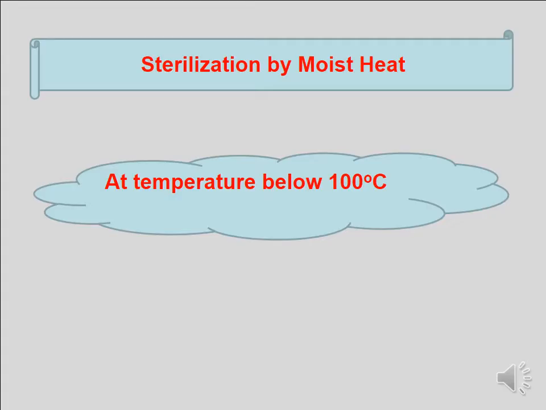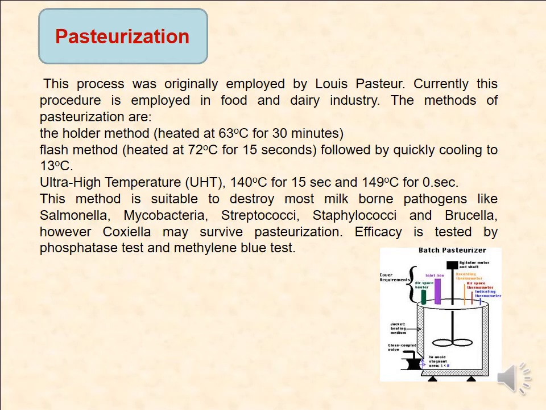We finished dry heat. Now we go to the other type of heat sterilization, sterilization by moist heat. We divide it into 3 categories: temperature below 100 degrees, temperature at 100 degrees, and temperature above 100 degrees. So we start with temperature below 100 degrees centigrade.